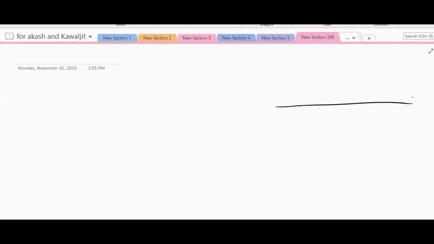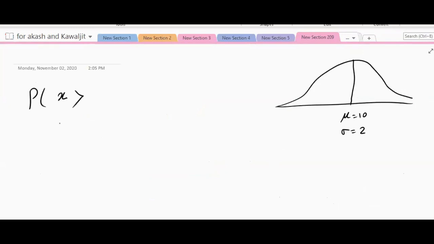0.0031. So we have a normal distribution, the mean is 10, standard deviation is 2. What is the chance that X is less than 17? What is step one?